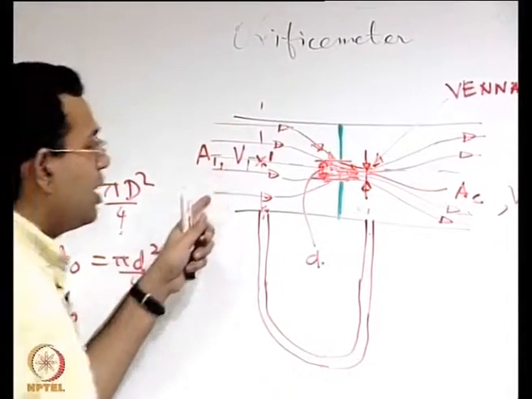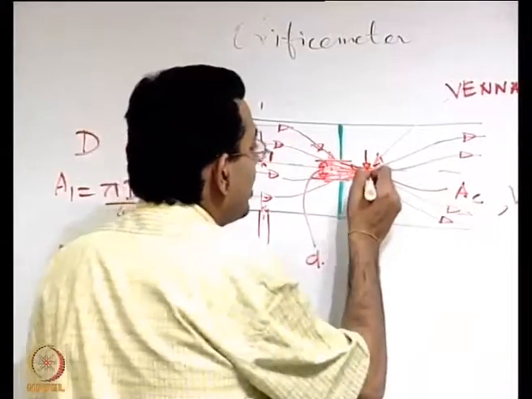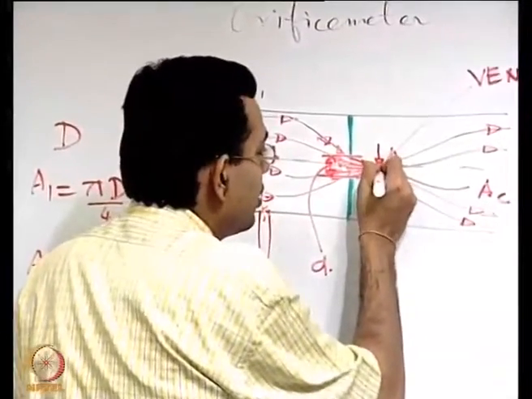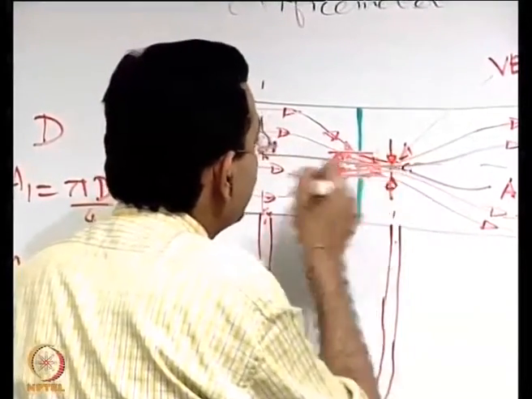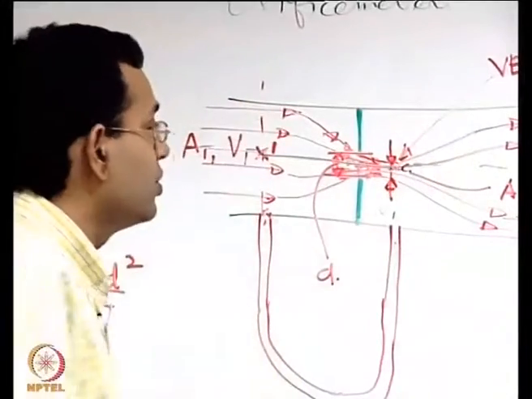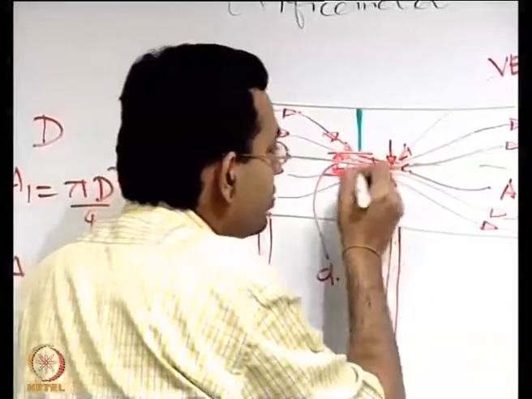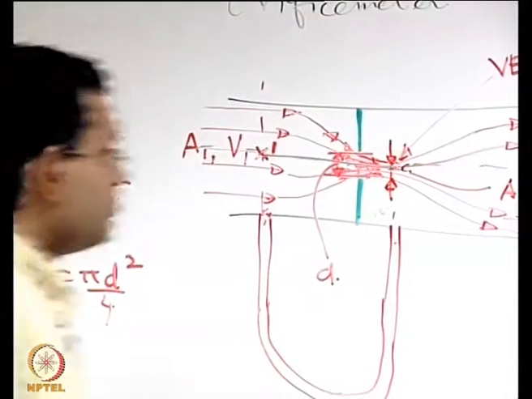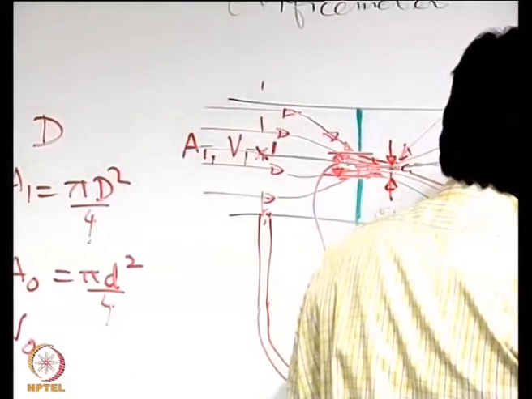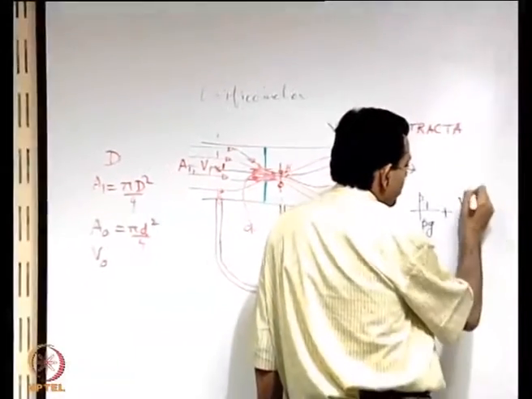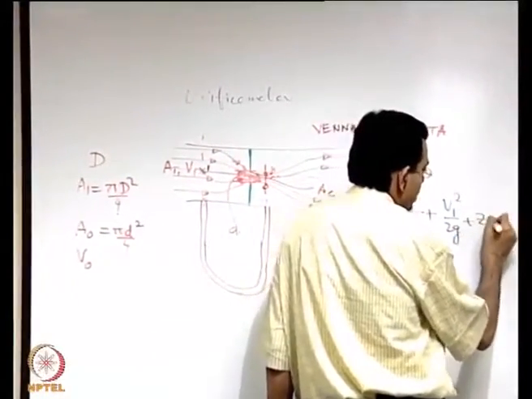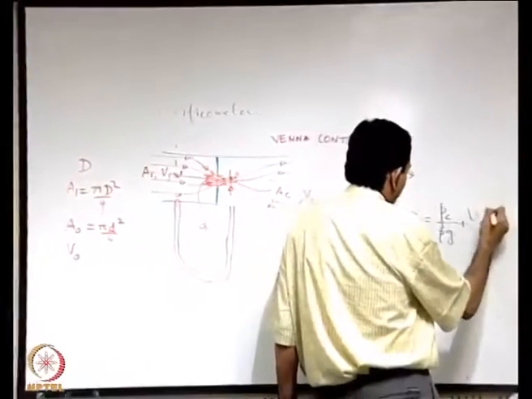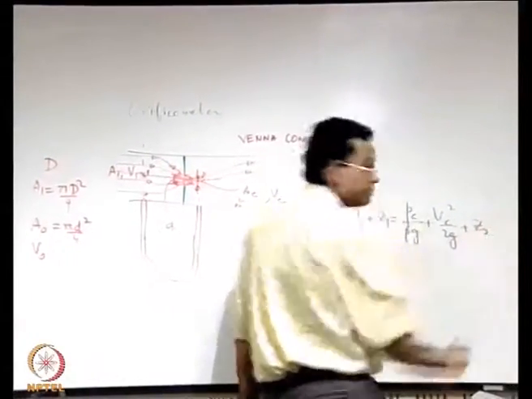So, if you write the Bernoulli's equation between say 2 points, let us mark 2 points, let us say we have a point 1 and a point C. Point C is located on the same streamline as that of 1, but in the vena contracta section. So, we are writing the Bernoulli's equation between points 1 and C along the streamline which is identified by this black color. So, what is the equation? P1 by rho g plus V1 square by 2g plus Z1 is equal to Pc by rho g plus Vc square by 2g plus Zc.